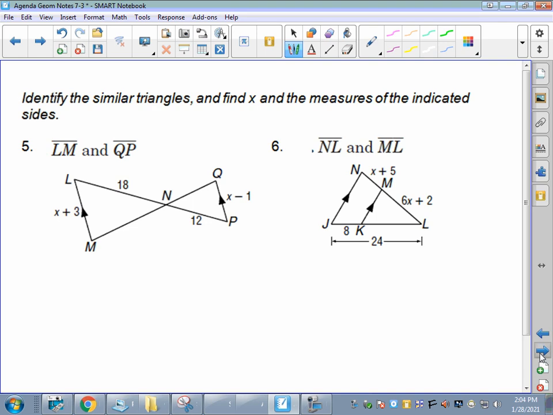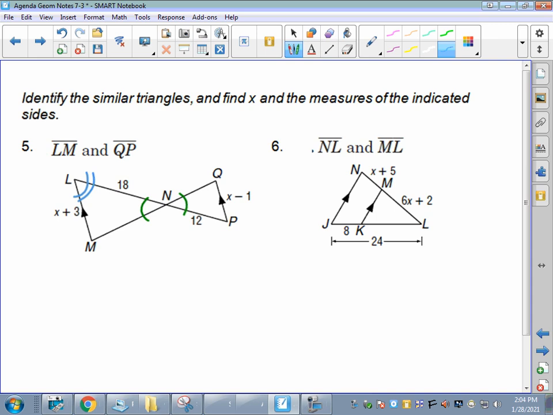So first things first, if I need to line everything up, I like to use angles. We've got a good old-fashioned angle N. I've got myself vertical angles here, so we know they're congruent. So then I'm going to go up here to angle L. I'm going to double arc that, and then my question is, what gets double arced?